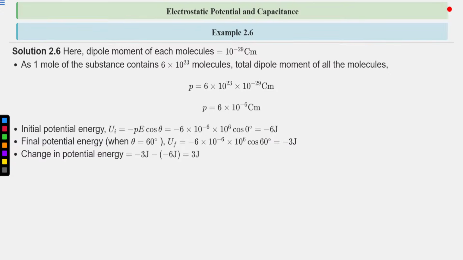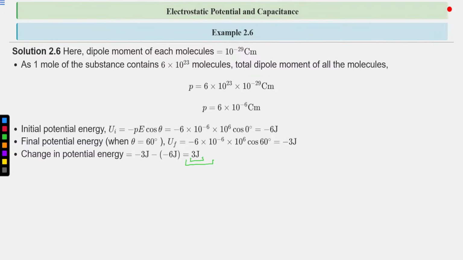So firstly, we have to find the change in potential energy. What is the change in potential energy? Initially it was minus 6 joule, and finally it was minus 3 joule, and the change in energy is 3 joule. That 3 joule is the energy absorbed when we suddenly change the direction of the electric field. Now, the dipoles have to lose this 3 joule energy to again align themselves in the direction of the new electric field.